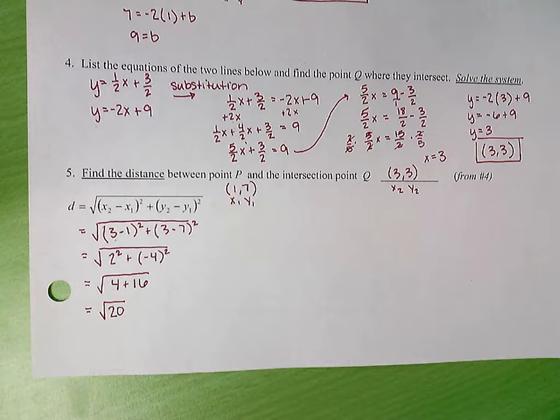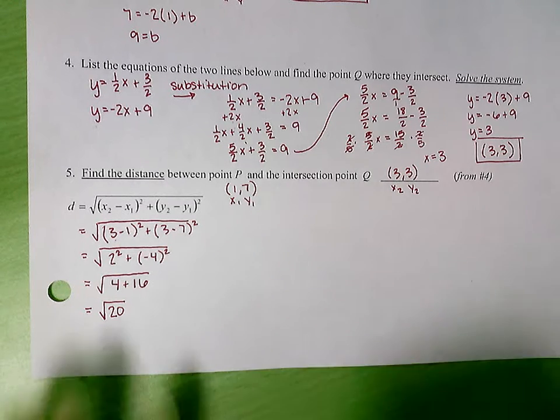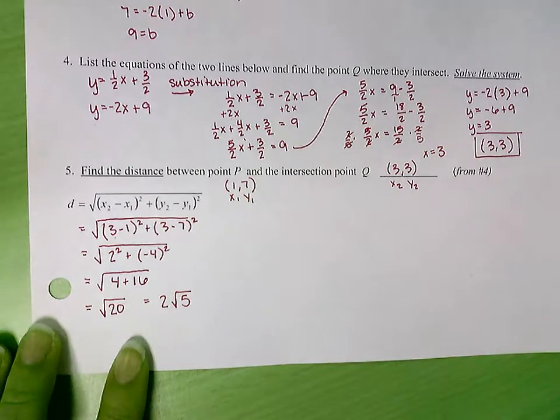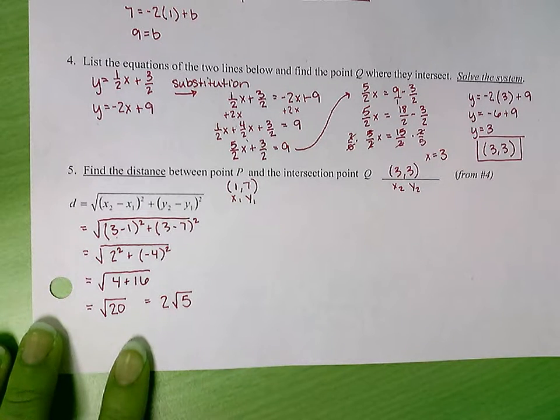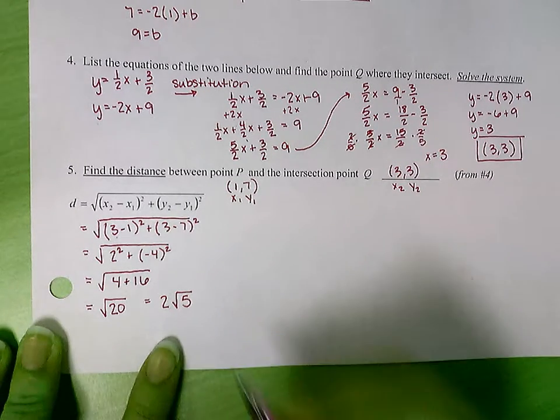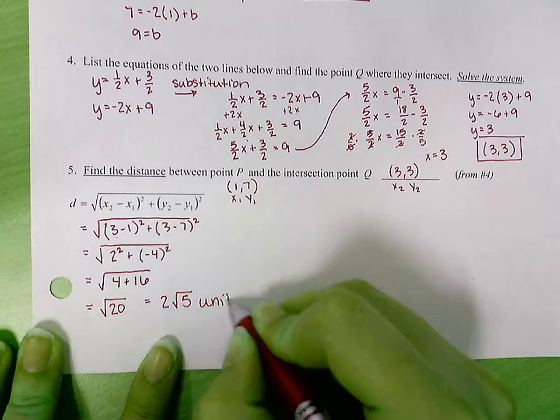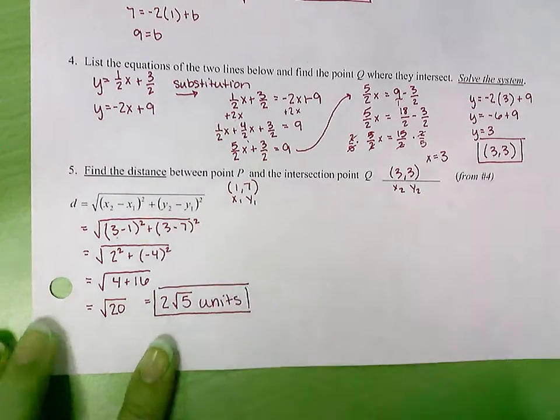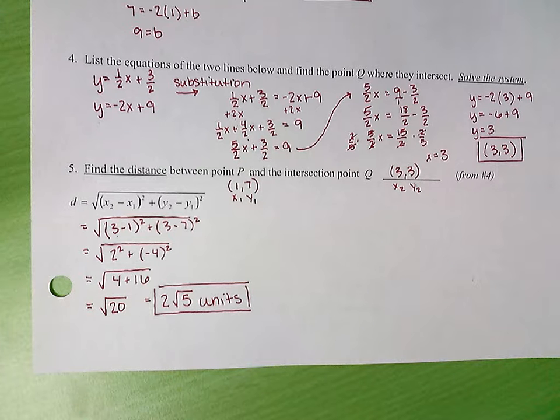Do you remember how I can simplify that radical? What can I simplify the radical to? 2 square roots of 5. Okay, and this will be in units because we're working on the coordinate grid.